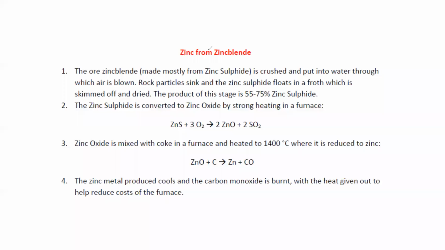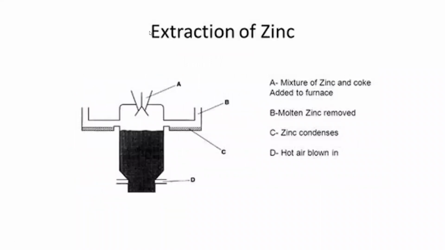This is a furnace which we use for extraction of zinc. This is how the furnace will look. So at A, a mixture of zinc ore and carbon is added. Basically it's not pure zinc, it is the ore of zinc, which is zinc sulfide. So from the top we add zinc sulfide and we add carbon. And at the bottom of the furnace, we blow in hot air.